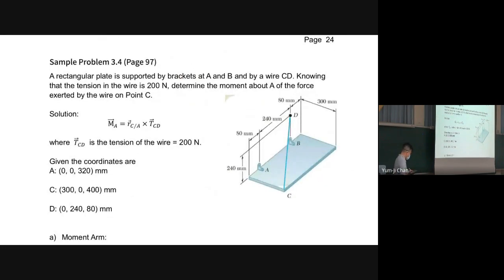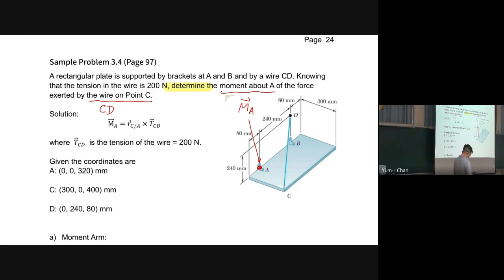Of course, the keyword here is to determine what you need to calculate. The moment about A of the force exerted by the wire on point C. So the point of reference is here, this one, and then of the force exerted by the wire on point C. So the wire goes from point C to point D.